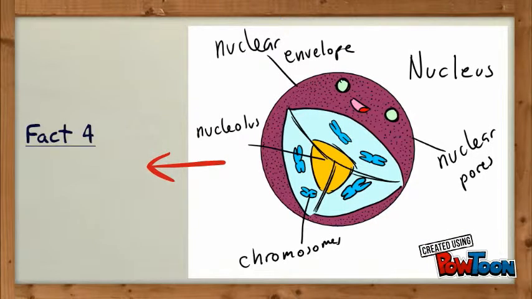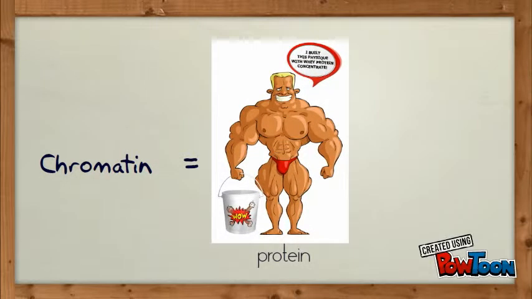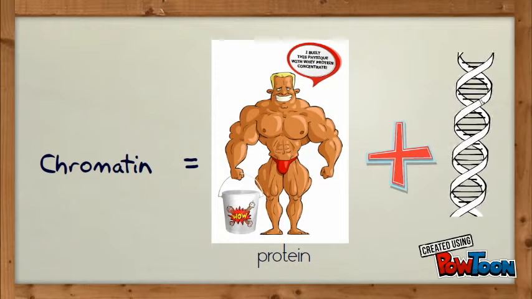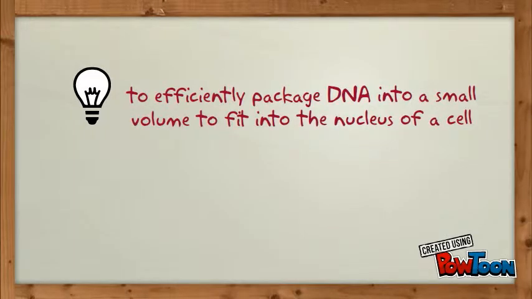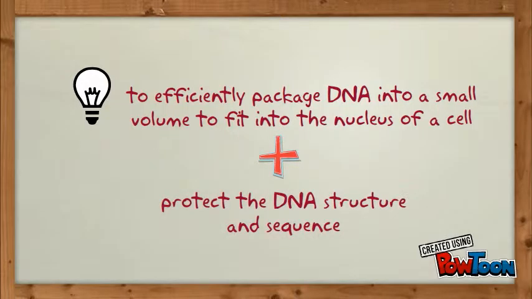Fact number 4. Nucleus has chromatins. Chromatins are all over in the nucleus, but do you know what is it? Chromatin is a complex of macromolecules consisting of DNA, protein, and also a little bit of RNA. What are the functions? It is to efficiently package DNA into a small volume to fit into the nucleus of a cell, and also to protect the DNA structure and sequence.